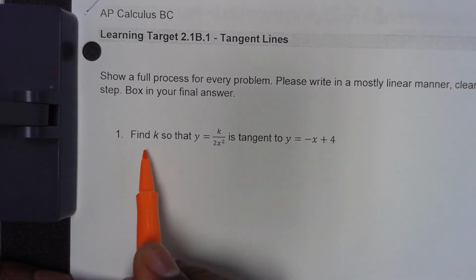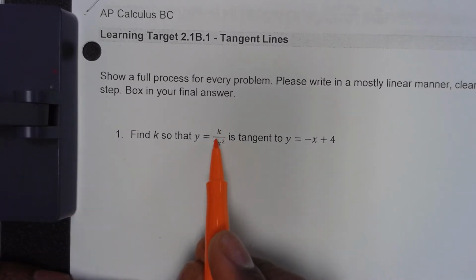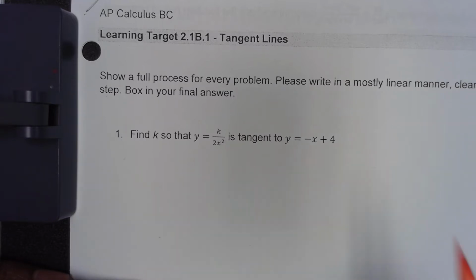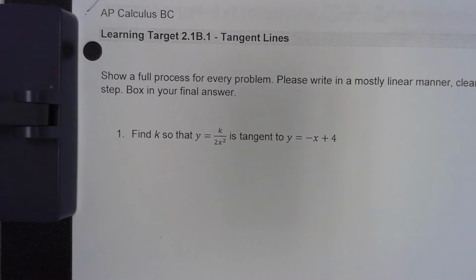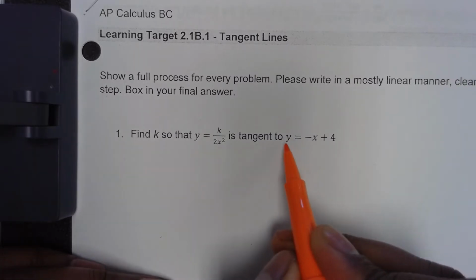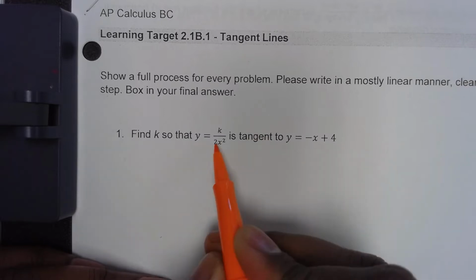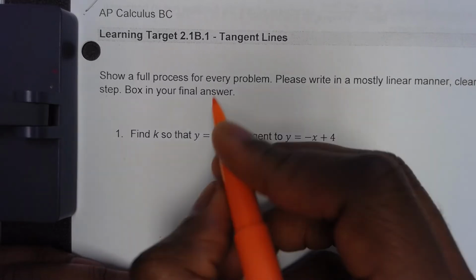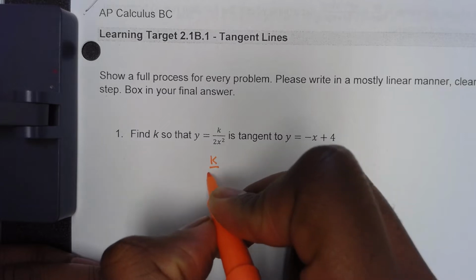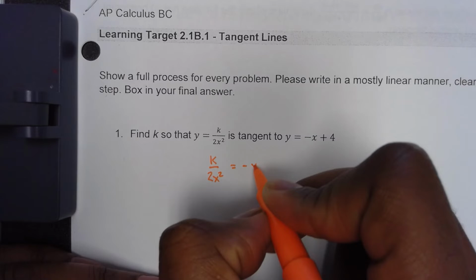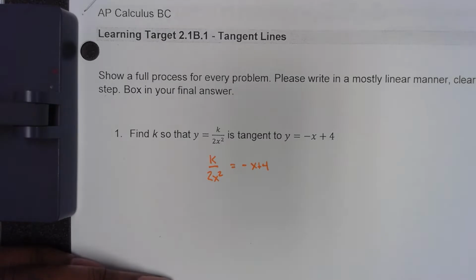We need to find k so that y equals k divided by 2x squared is tangent to y equals negative x plus 4. So for this problem, we need to establish two different relationships. The first is if y equals negative x plus 4 is the tangent line, that means it intersects this line. So we have k over 2x squared equals negative x plus 4 at some point.